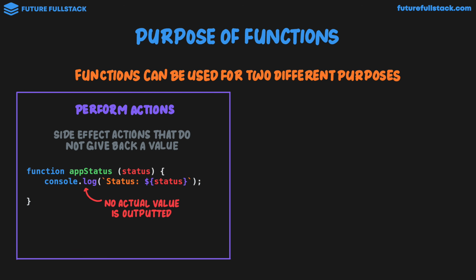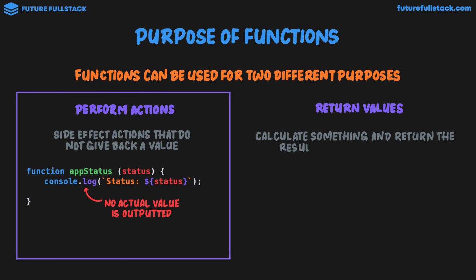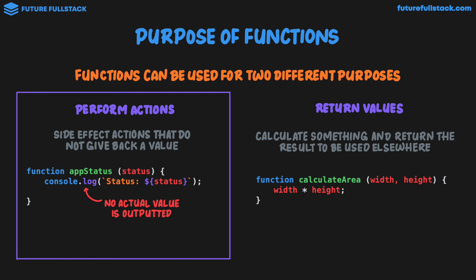The second purpose of a function is to return values. This is when we want to calculate something and return the result to be used elsewhere in our program. For example, the function calculateArea is calculating the area by taking in a width and height and multiplying them by each other. Inside our program, we could call calculateArea, and what we can do is then store the results of this inside a variable. So let floorArea equal calculateArea with the arguments 150.